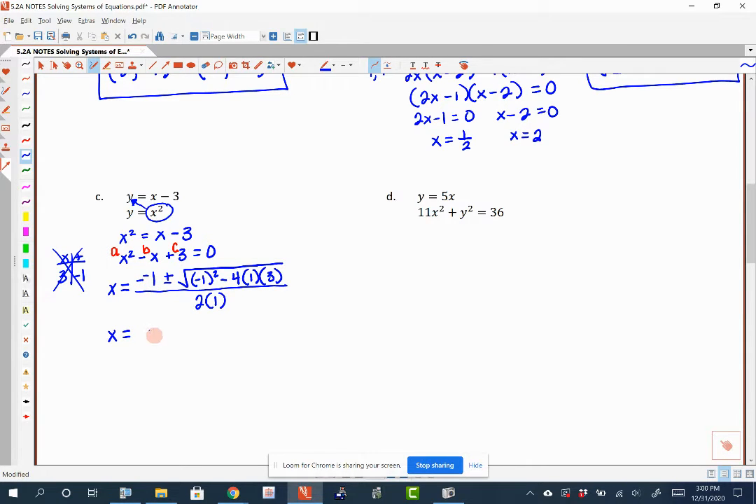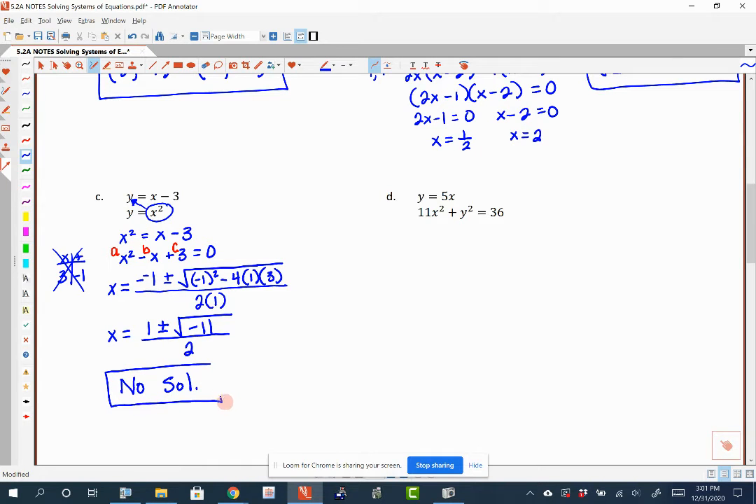So negative 1, so that's 1, plus or minus the square root of, so let's see here, we'd have negative 1 squared, so that would be 1, minus 4 times 1 times 3 is 12. 1 minus 12 is negative 11. So I'm not shocked that I couldn't factor this playing my game, because in this case, I end up with imaginary numbers, which means there can be no solution.